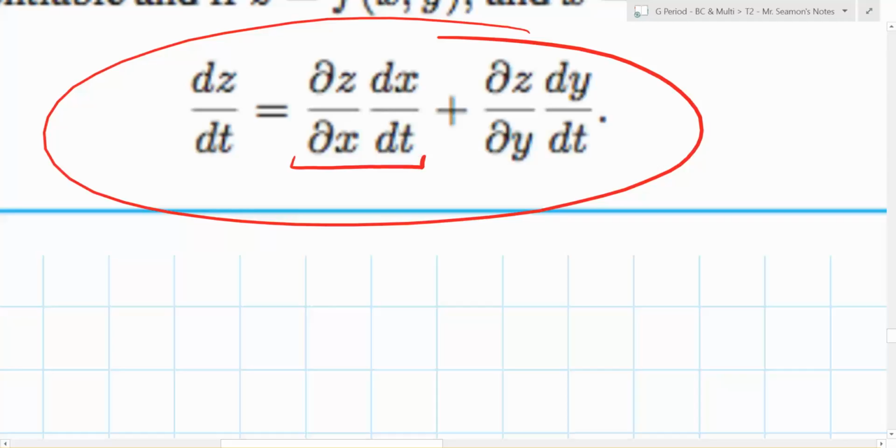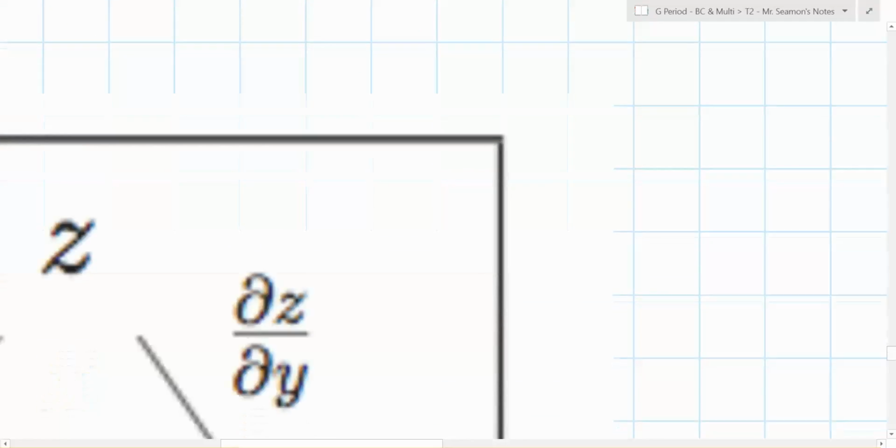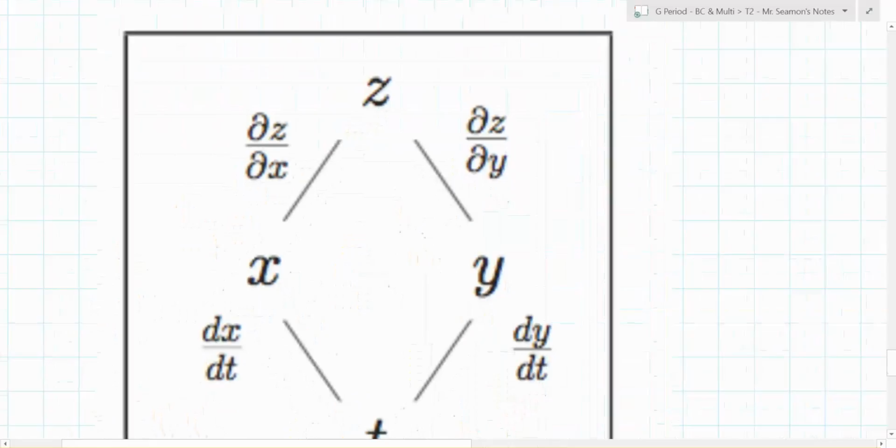Can someone tell me when you use this little partial and when you use this d? Multivariable, exactly, when there's more than one choice. What about dx/dt? Oh, x was solely written in terms of t. Exactly. Okay, so here's the tree that you get to see.